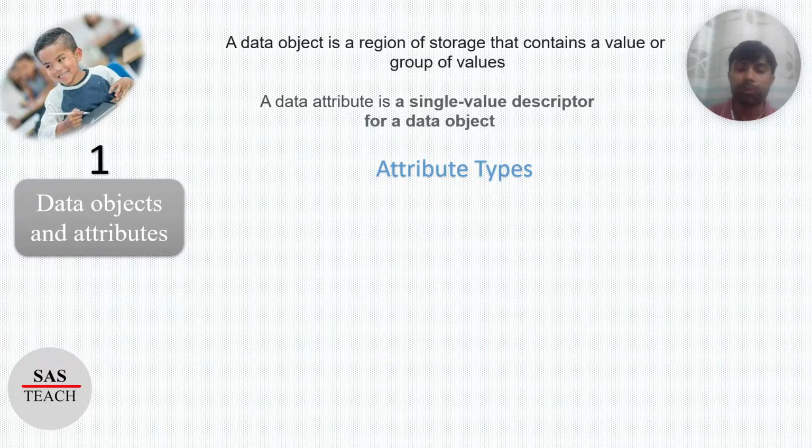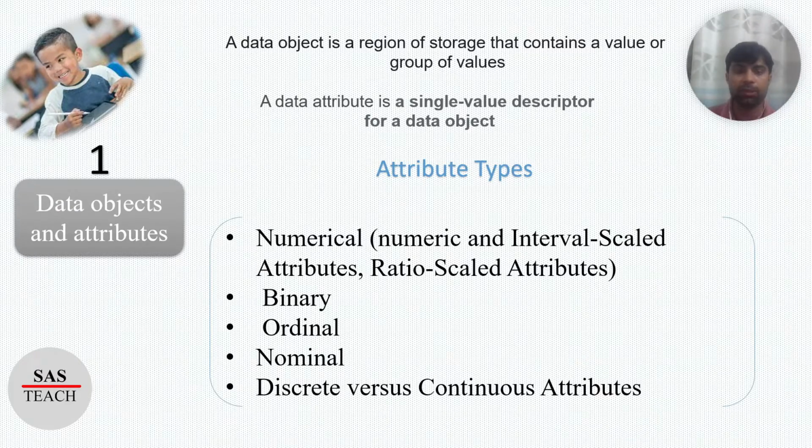Now the attributes are further subdivided into other parts: numerical attributes, binary attributes, ordinal attributes, nominal attributes, and discrete versus continuous attributes. Particularly, if we understand the attribute types, then we can better understand the data, how we can handle the data, and how we can analyze the data.